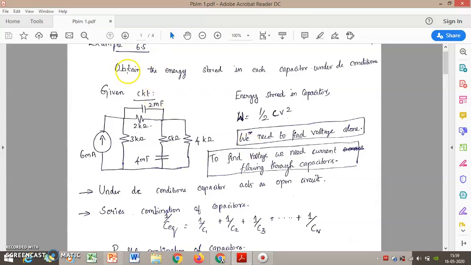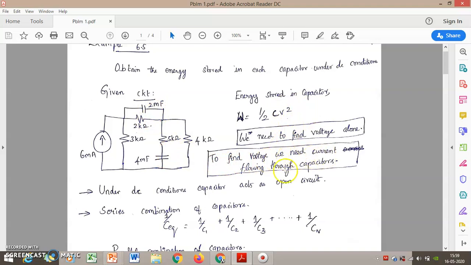First problem is to obtain the energy stored in each capacitor under DC conditions. Here we need to notice two different things. First, go through the given circuit. We have a 6 milliamp current source, and we have four resistors and two capacitors connected in the system. Since it is given as DC conditions, under DC conditions a capacitor will act as an open circuit, so we cannot find the energy stored in the capacitor directly, but we know the formula is W equal to half CV squared. Here the C value is given, but the V value we have to find.